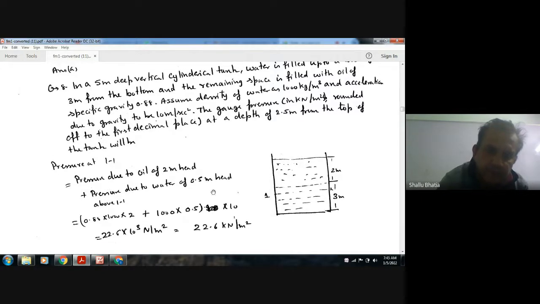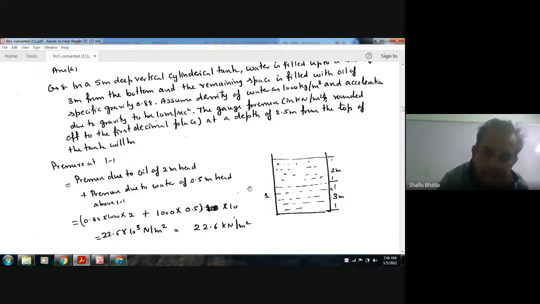A 5-meter deep vertical cylinder. Okay, and water is filled up to 3 meters, and the remaining space will be oil of specific gravity 0.88. Density of water and acceleration due to gravity are given. We need the gauge pressure in kilonewton per meter square at a depth of 2.5 meters from the top. So 2 meters is oil and 0.5 meter is water, from the top of the tank.